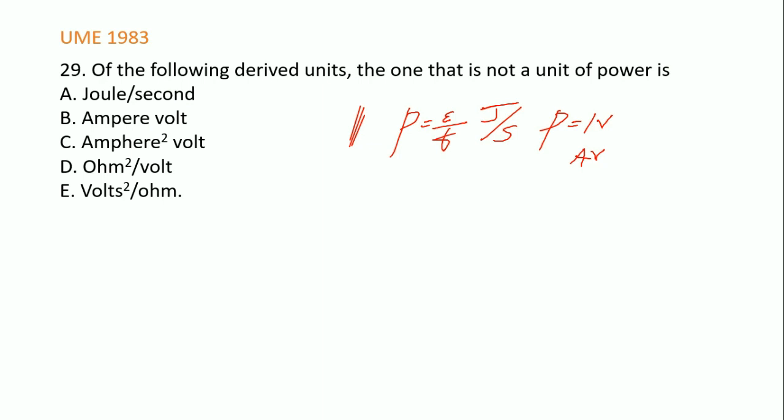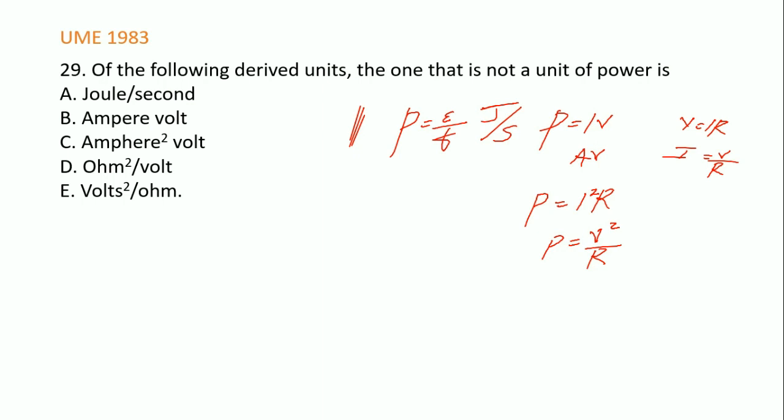Now, if you also look at the other formulas for power, you've got power is equal to I squared R. If you substitute V equal to IR and make I the subject of the formula, you manipulate this and you get P is equal to V squared over R. So another unit for power is going to be volts squared per ohms, because the unit of resistance is ohms. So we know that E is also a unit of power.